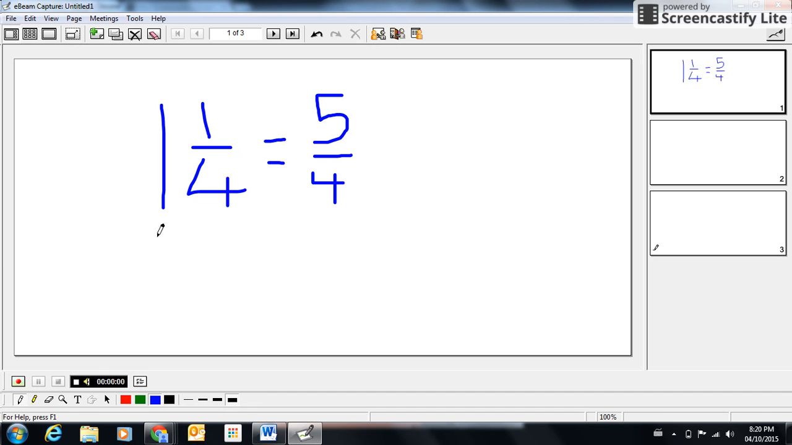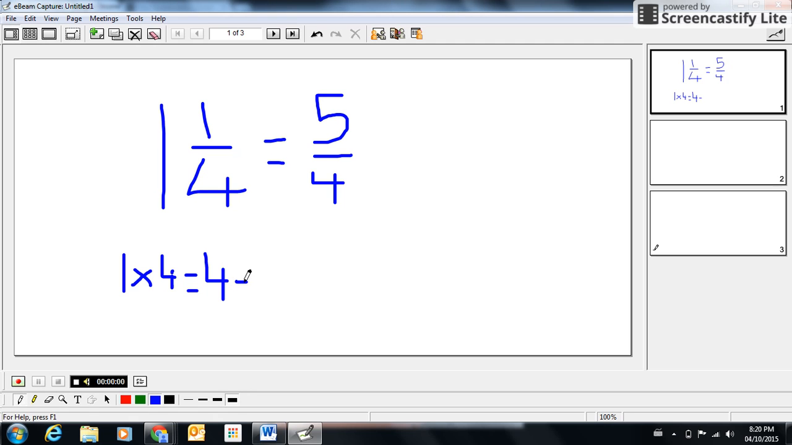Another way I would do it is, the trick is to take the large number on the outside, in this case 1, and multiply it by the denominator. So 1 times 4 is 4, and then we add whatever the numerator is. So in this case, it's another 1. So we go 1 times 4, which equals 4.